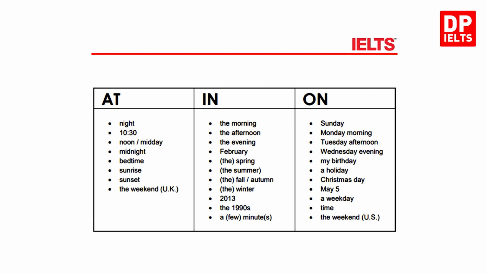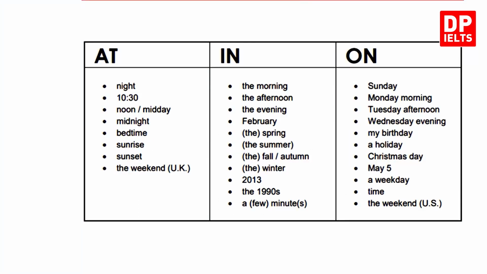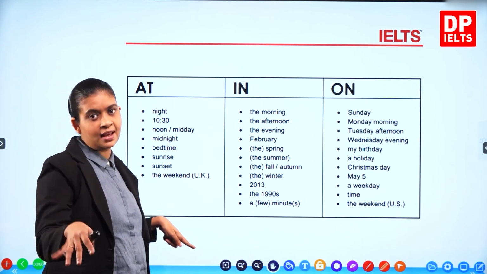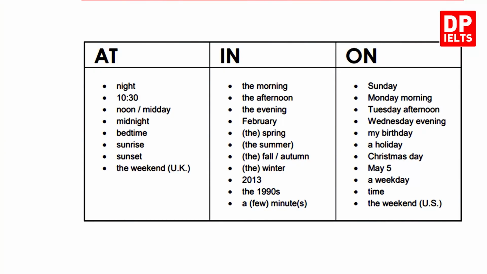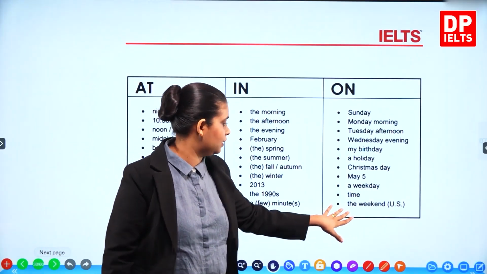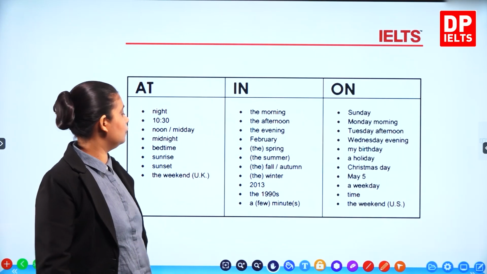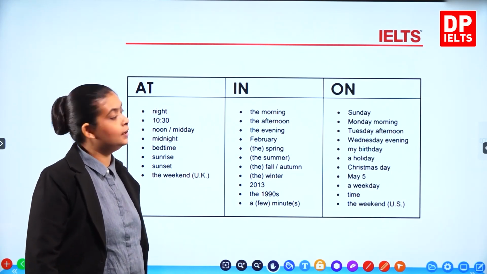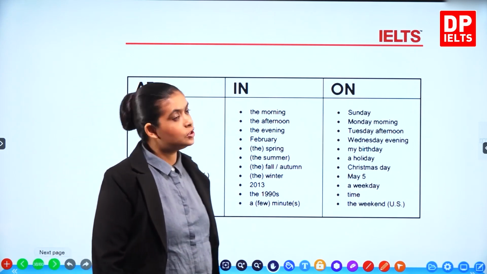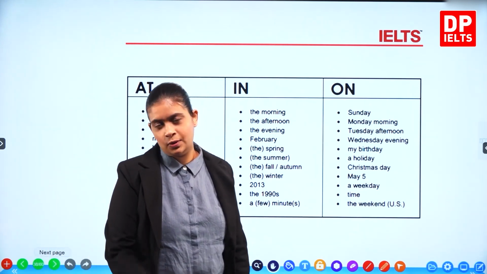On Sundays, on Wednesday, on a holiday, on my birthday. At, okay? At night, at 10:30, at noon, at midnight, at bedtime, at sunrise, at sunset, specific times. At 7 a.m., at 5 p.m., at the weekend. At is used in the UK. So on in the States, at in the UK. Okay? So please go through it and try to add more onto your list or the list that I have put up here.